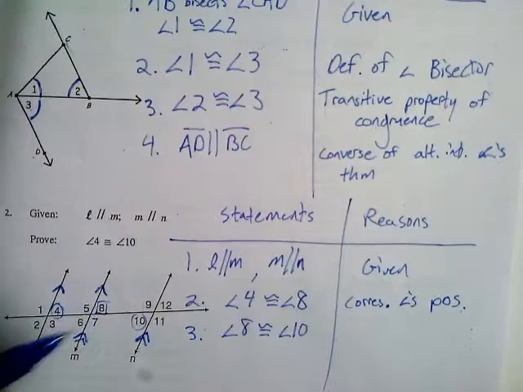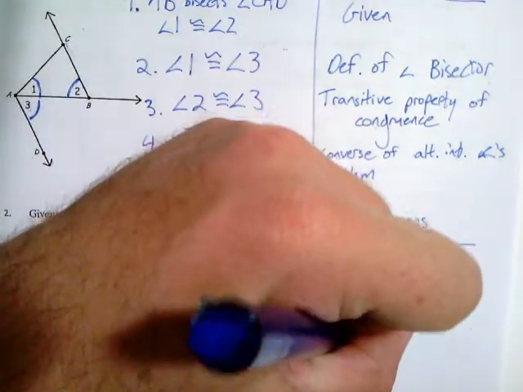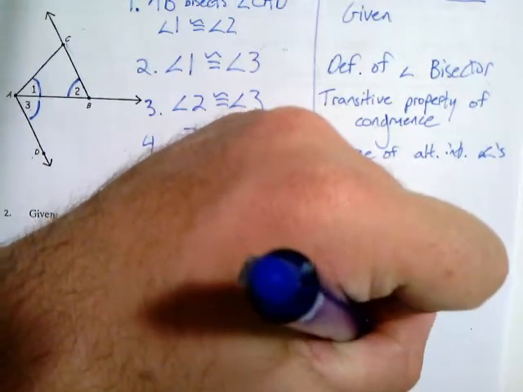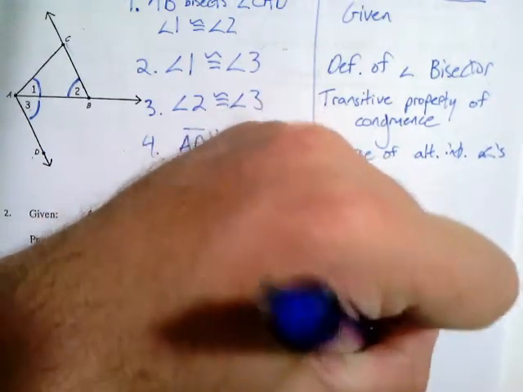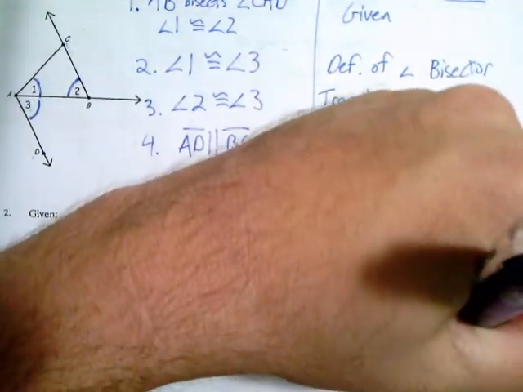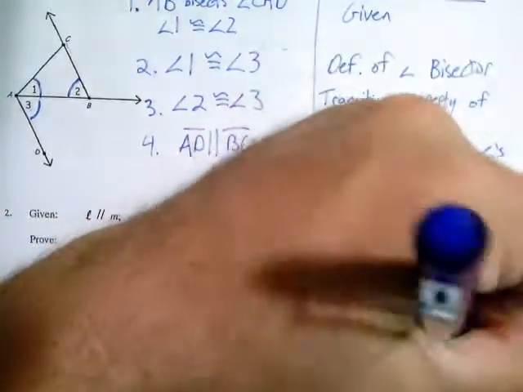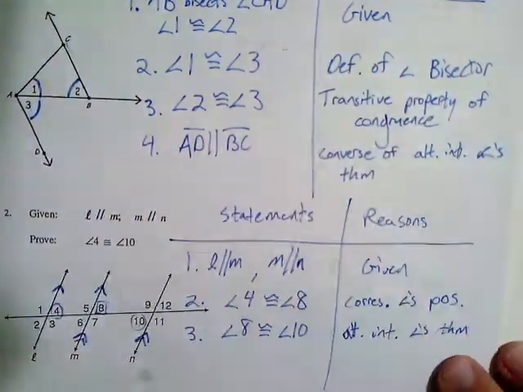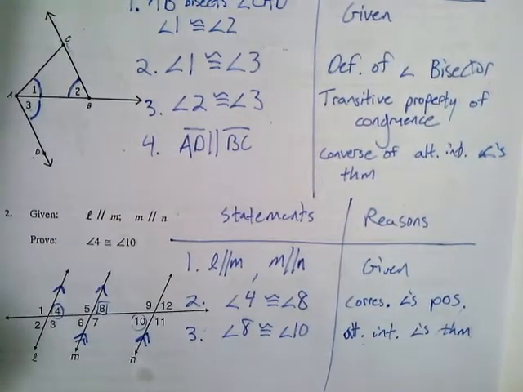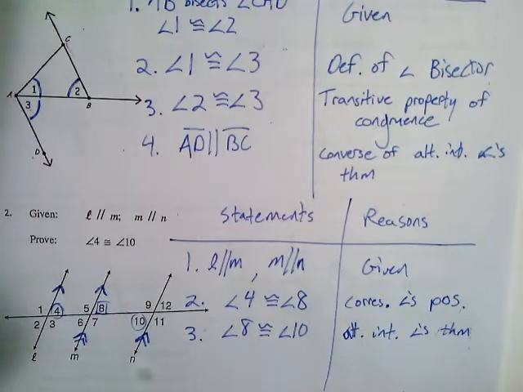And then I'm using the lines M and N, the fact that they're parallel, and that's the alternate interior angles theorem, not postulate. Not that that's a big deal. I probably won't take off points if you mix up postulates and theorems. But theorems are things that we prove. Postulates are things we just take for truth.